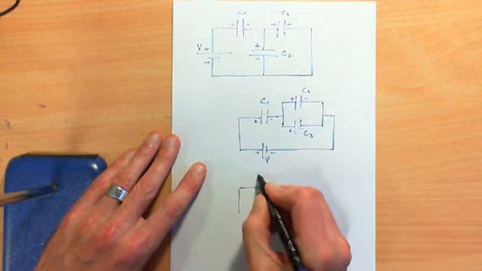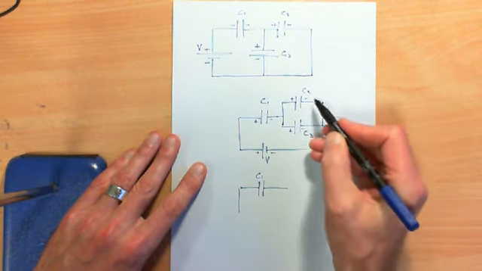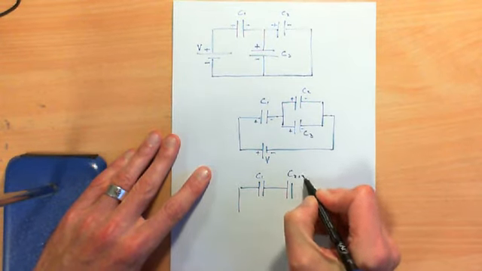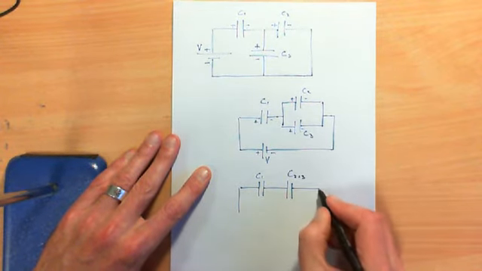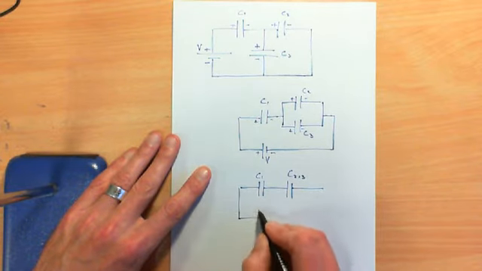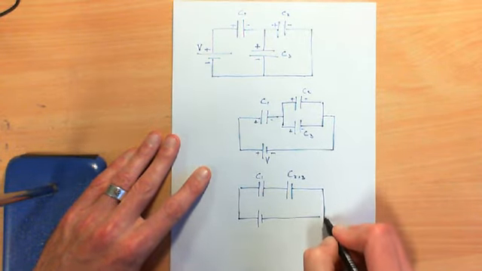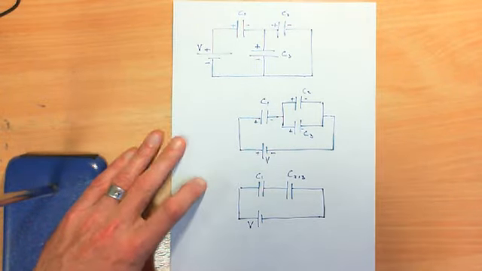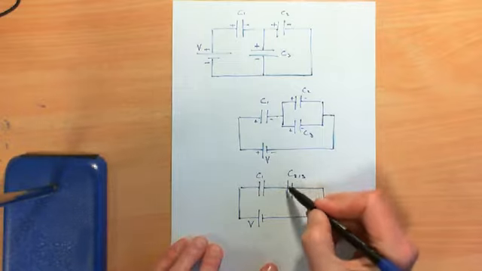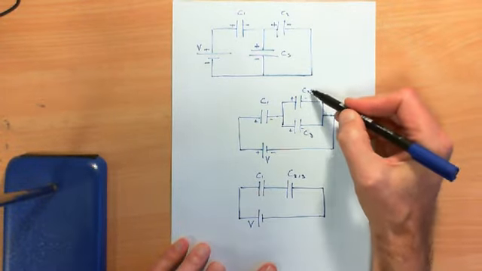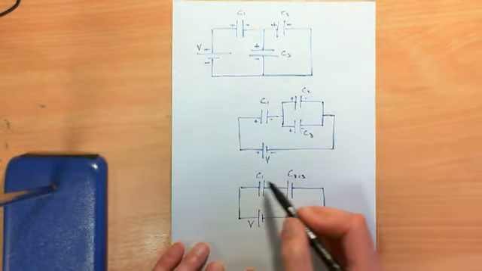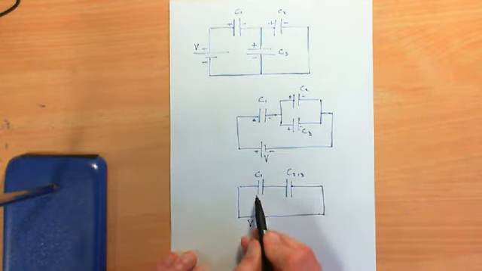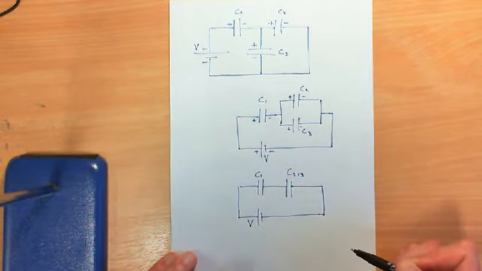So that would be C1. I'm going to represent this combination by a single capacitor. I'll call it C23. I'm not going to change anything else, so the battery stays in there. And if this has an equivalent capacitance of C2 and C3 in parallel, then this is an equivalent circuit. So I've reduced it to a circuit which just has two capacitors in series.